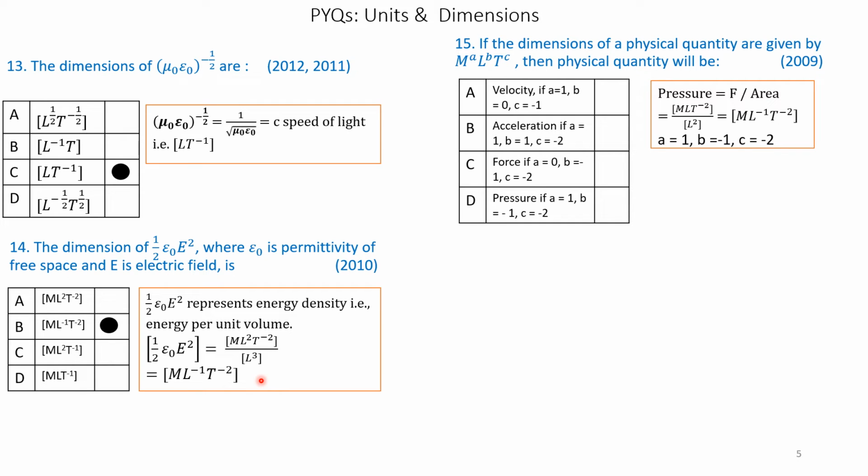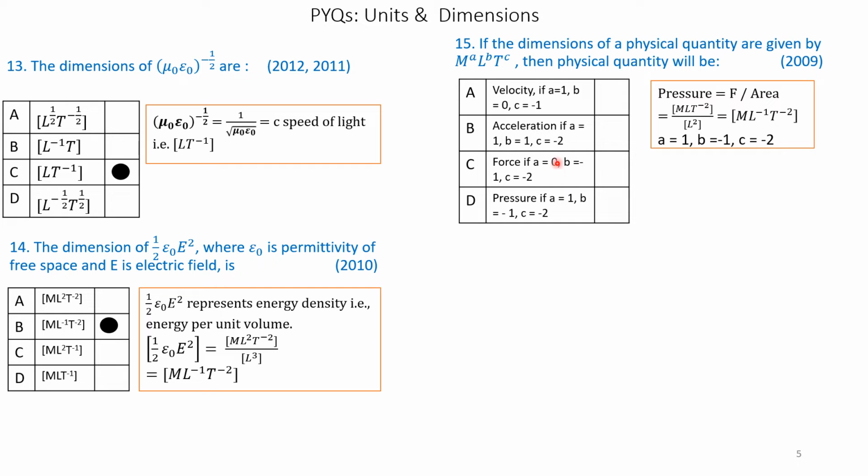If the dimensions of a physical quantity are given by M to the power of a, L to the power of b, and T to the power of c, then the physical quantity will be, four options are there. Option A, velocity, if a is equal to 1, b is equal to 0 and c is equal to 1. Option B, acceleration, if a is equal to 1, b is equal to 1 and c is equal to minus 2. Option C, force, if a is equal to 0, b is equal to minus 1 and c is equal to minus 2. And option D, pressure, if a is equal to 1, b is equal to minus 1 and c is equal to minus 2.